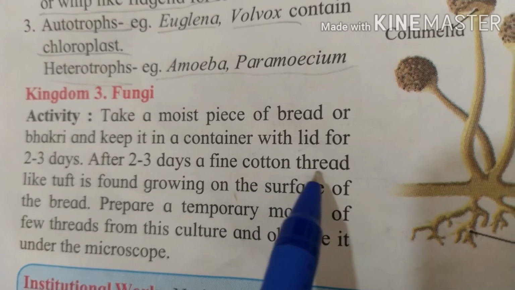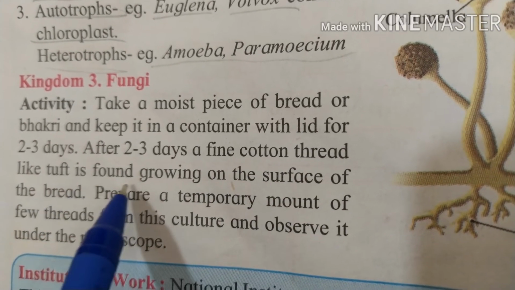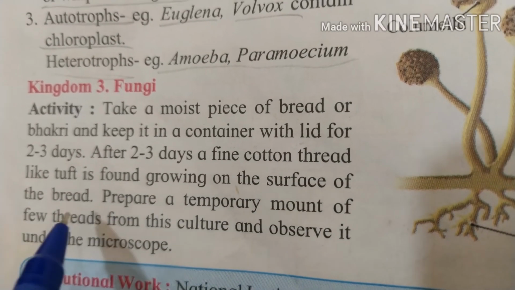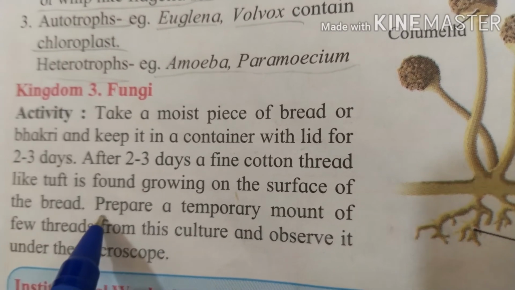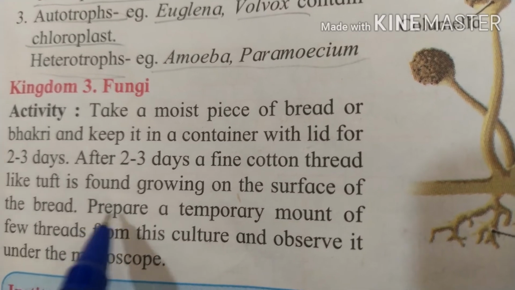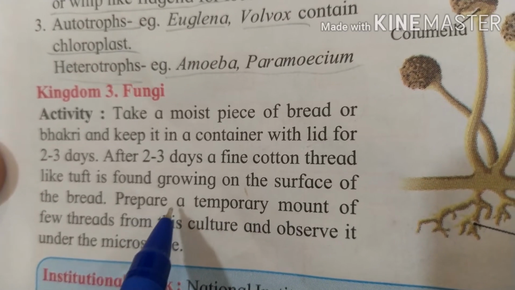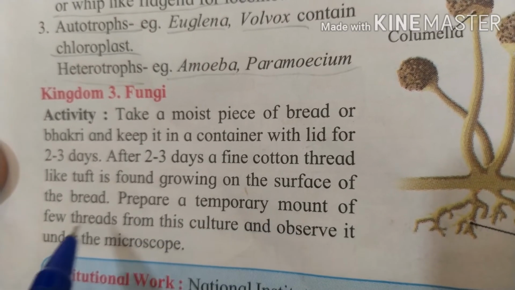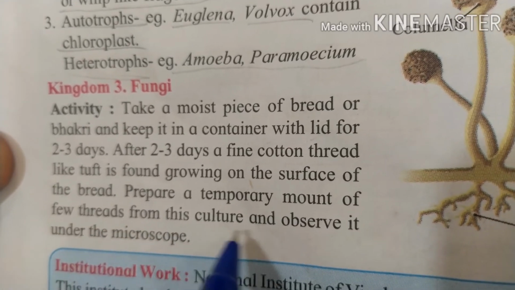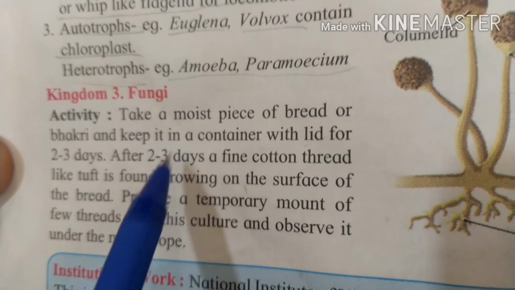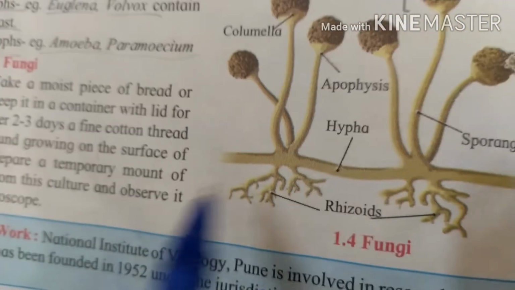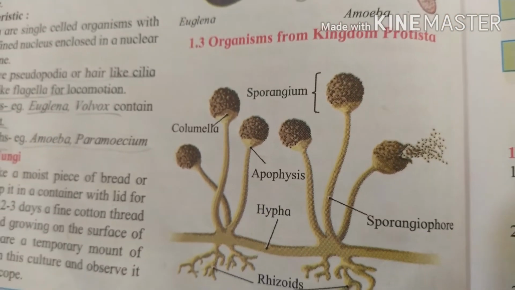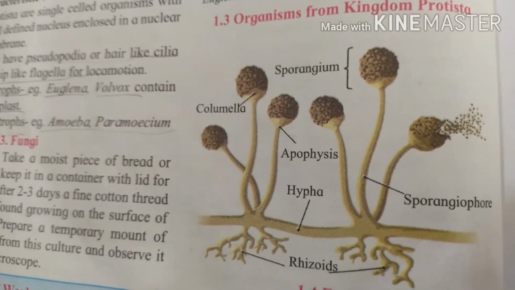A fine cotton-thread-like tuft is found growing on the surface of the bread. Generally we see that after 2-3 days there is fungal growth on the bread. That is nothing but a fungus. Prepare a temporary mount of threads from this culture and observe it under the microscope. We will take out that fungus and look at it. You will see its structure in this manner.